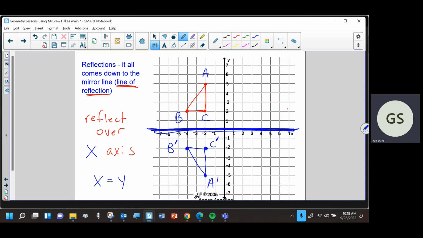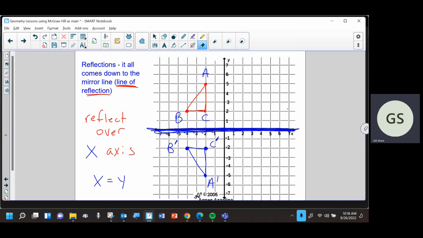Kids will get that confused sometimes. Just remember, if they say over the X-axis, then your reflection line is the X-axis. If they say over the Y-axis, then you draw the Y-axis as your reflection line. Can it be like from the top left corner to the bottom? Yeah, that's what these are. It's a diagonal line. So I probably won't get to that today.